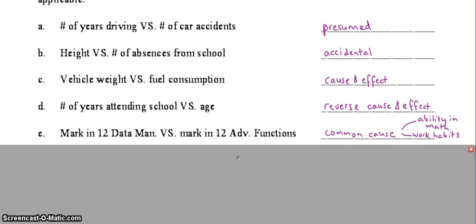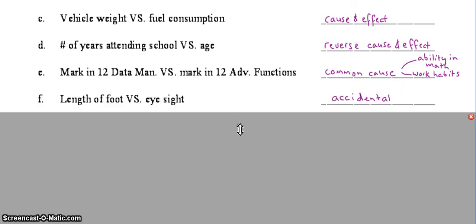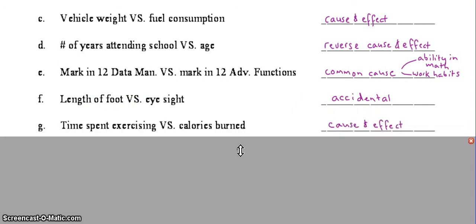Your mark in data management and your mark in advanced functions, I said was common cause because it depends on your ability in math. It also depends on your work habits. Those would be your extraneous variables. The length of your foot versus your eyesight, I said was accidental. Time spent exercising versus calories burned, cause and effect, because if you exercise more, it will cause you to burn more calories.